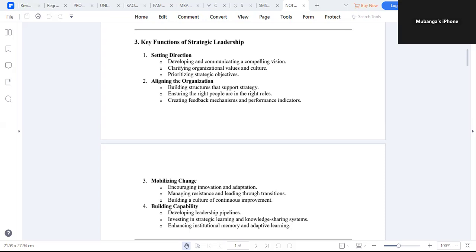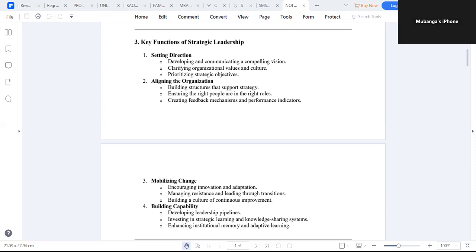The second function of strategic leadership is in aligning the organization. So strategic leaders will make sure that the organization will work together efficiently to achieve its goals. How? By building structure that will support strategy, by ensuring the right people are in the right roles, by creating feedback mechanisms and performance indicators. So leaders will design systems and roles and processes that will help implement the organization's strategy smoothly. They'll put people with the skill, motivated people, in the right positions so that the impact is seen most. So these leaders will use tools to monitor this progress and identify issues and make adjustments wherever they are needed.